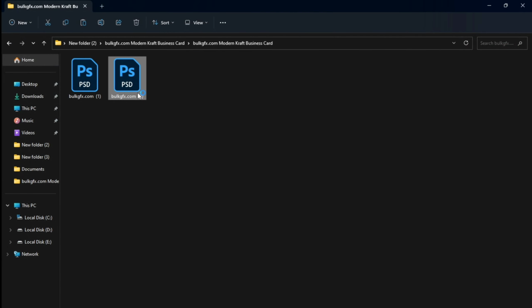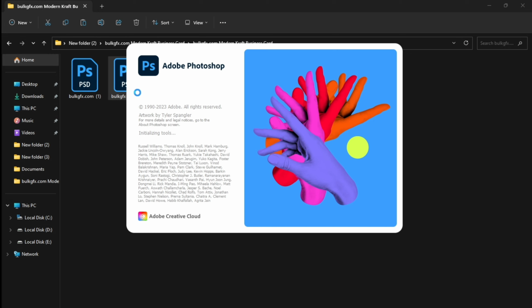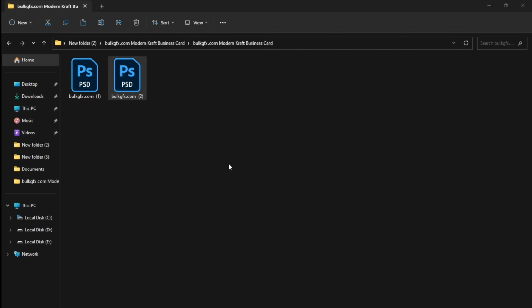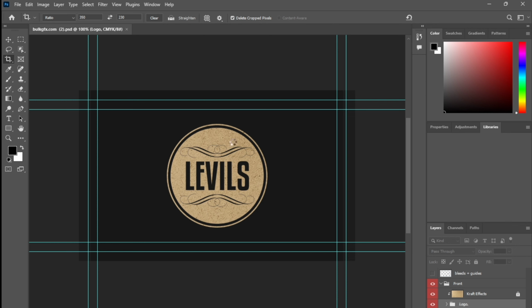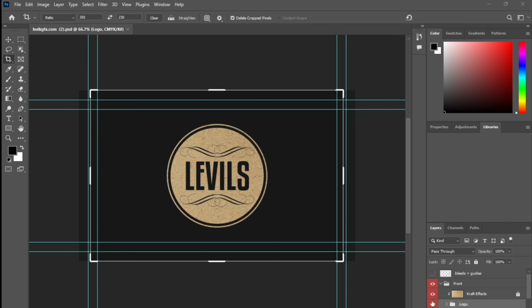And here is the back of the card. The back of the card only contains a logo, where you will see, yeah, here is the back of the card. This contains a logo. You can also edit it.